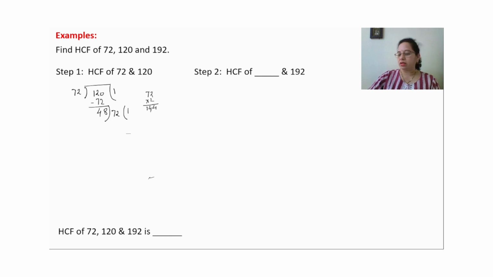I'm missing my cursor. I think some connectivity issue is there. Just a minute, let me find out again. Yeah, I got it.